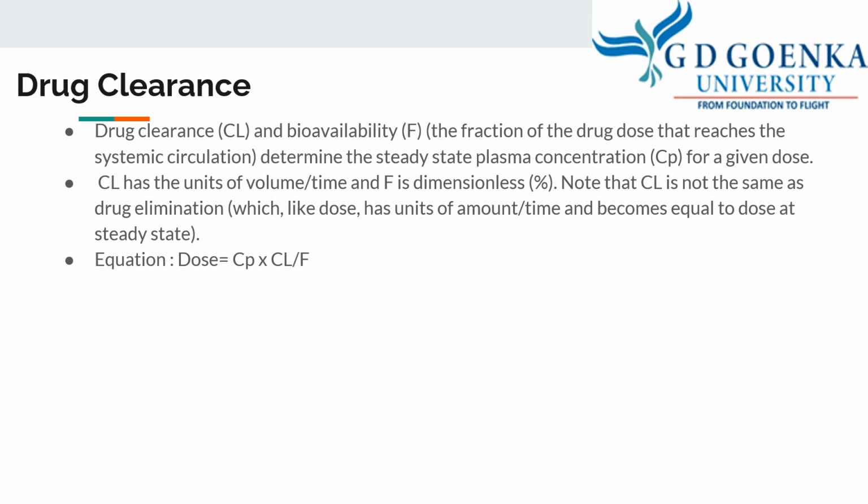The equation to calculate the dose based on drug clearance and bioavailability can be represented as dose equals Cp, that is, the steady state plasma concentration, times drug clearance, Cl, divided by bioavailability F. Bioavailability is a dimensionless value represented as a percentage. Cl is represented as volume per unit time and dose is in mg.